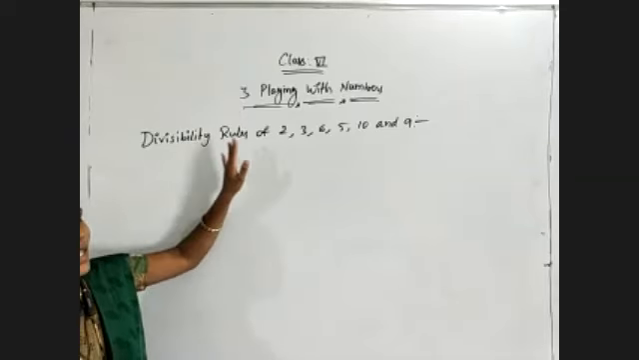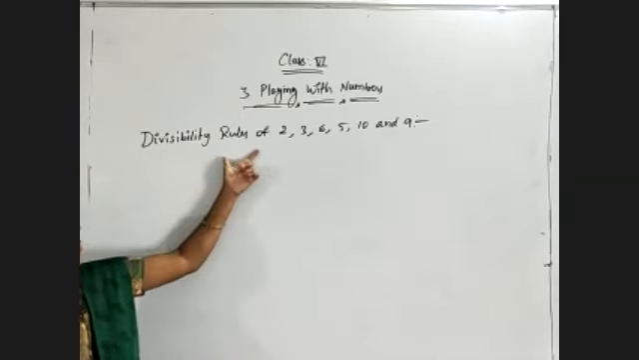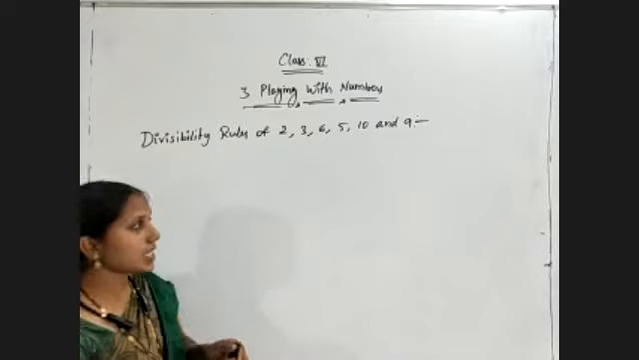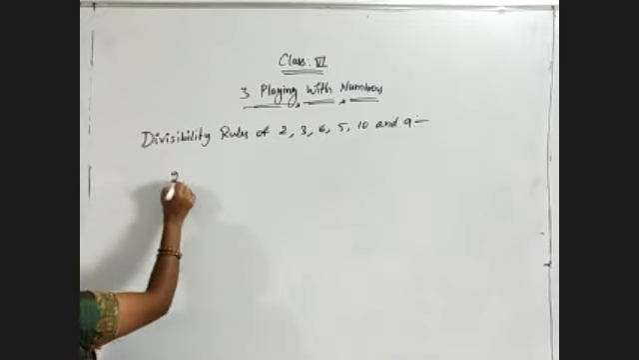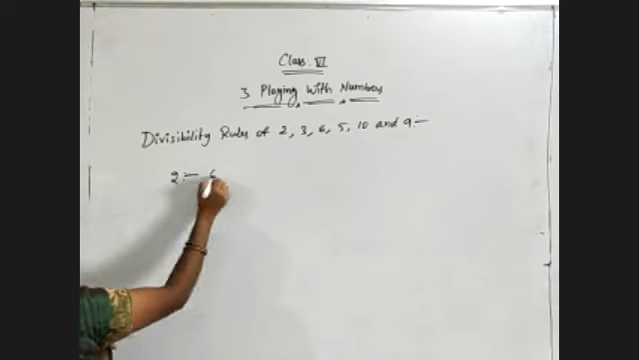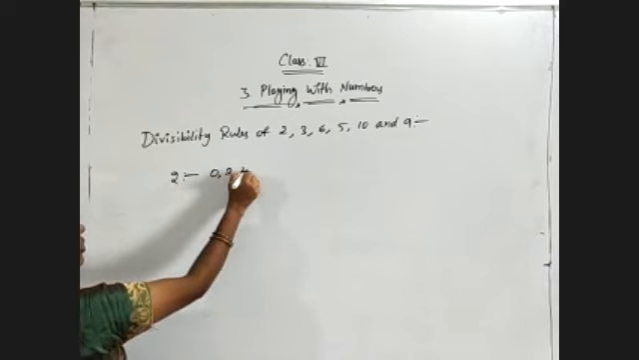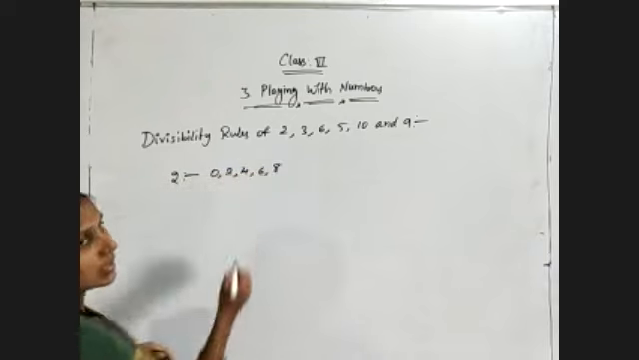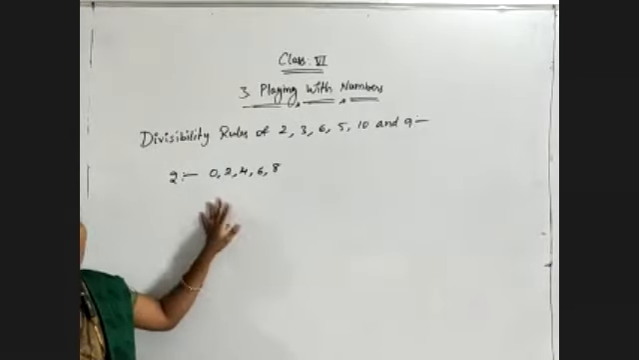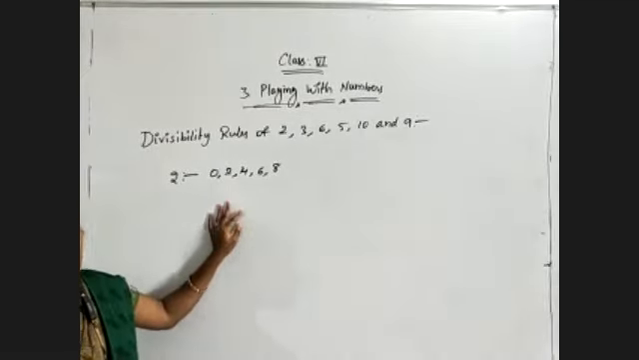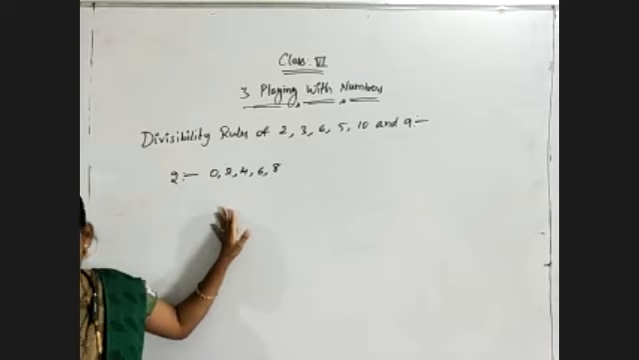Let us revise whatever we have discussed yesterday. What is the divisibility rule of 2? If your number has 0, 2, 4, 6 or 8 in its unit place, then that number is divisible by 2. Otherwise, it is not divisible by 2. Yesterday we have discussed this.